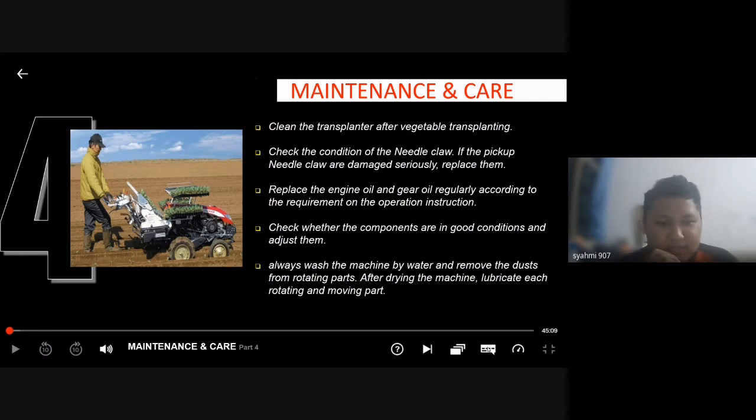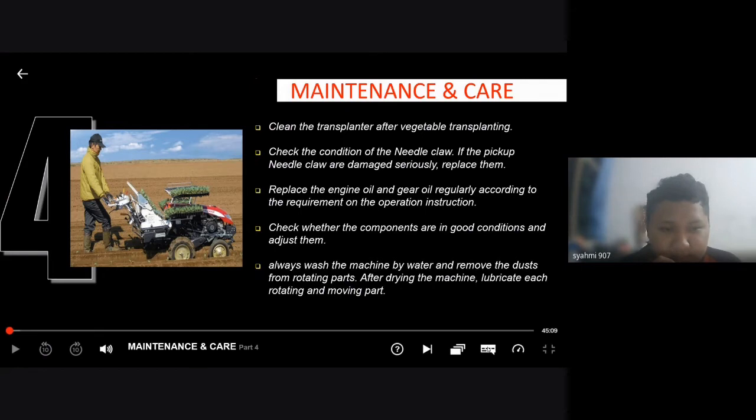Okay, and the next is check the condition of the needle flow. If the pickup needle flow is damaged seriously, replace them. Okay, for the next is replace the engine oil and the gear oil regularly according to the requirement on the operation instruction. Okay, and the next is check whether the components are in a good condition and adjust them.